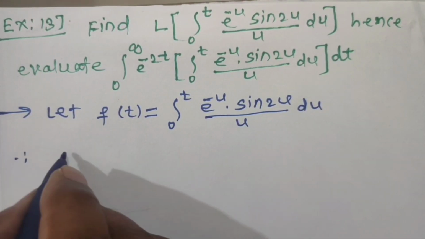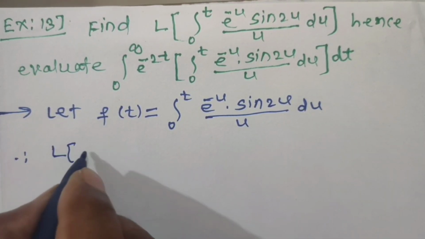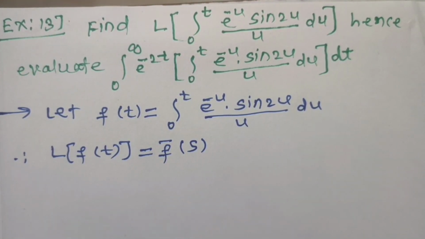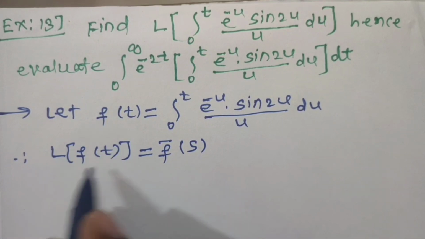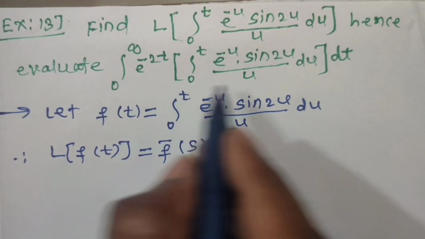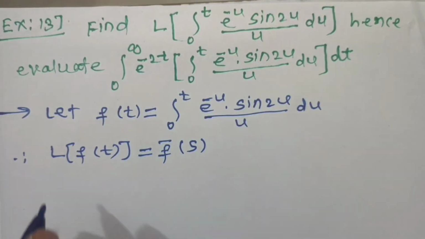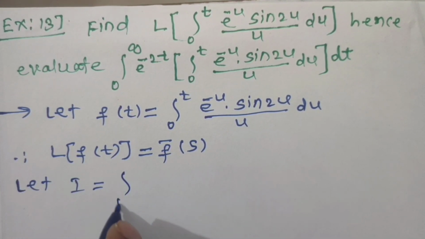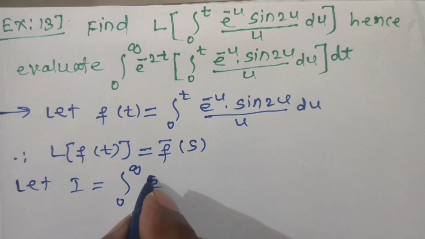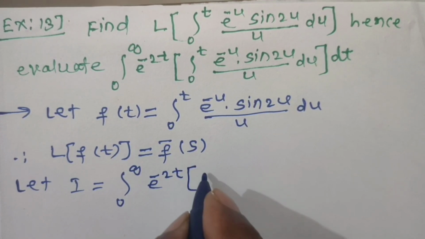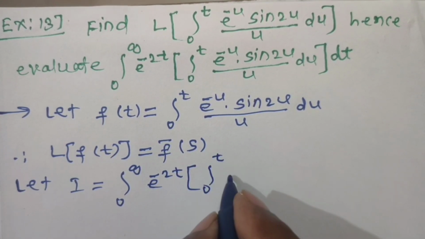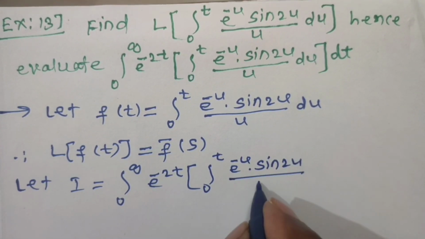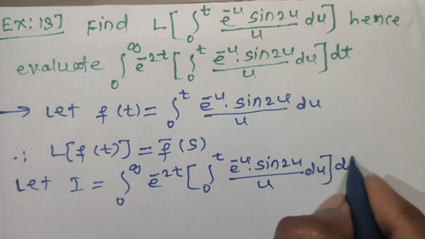Then Laplace transform of f of t is equal to f bar of s. Now we have to find out Laplace transform of f of t and then assume this as integral I. Let I is equal to integral from 0 to infinite e to the power minus 2t into bracket 0 to t e to the power minus u sin 2u divided by u du, and then integral with respect to t.